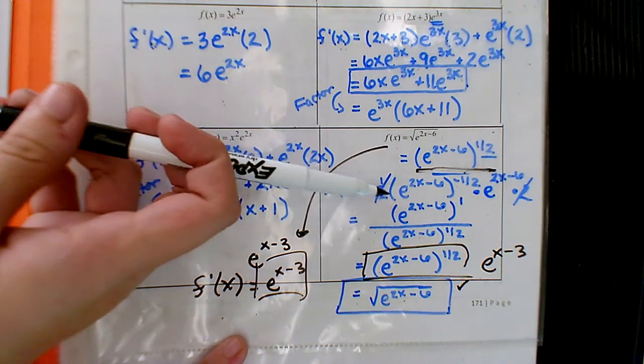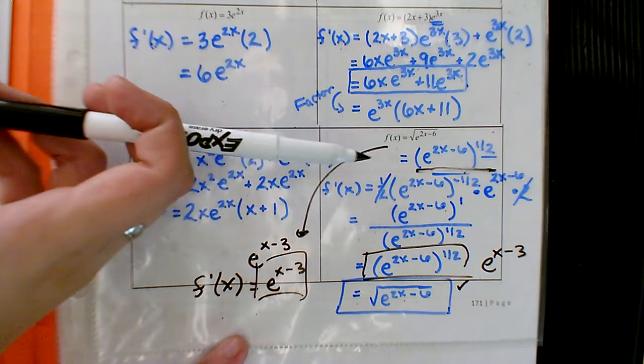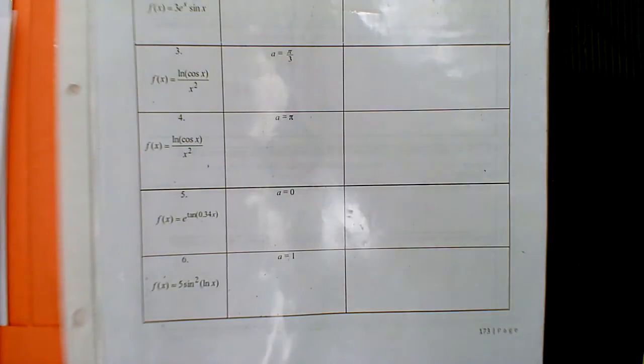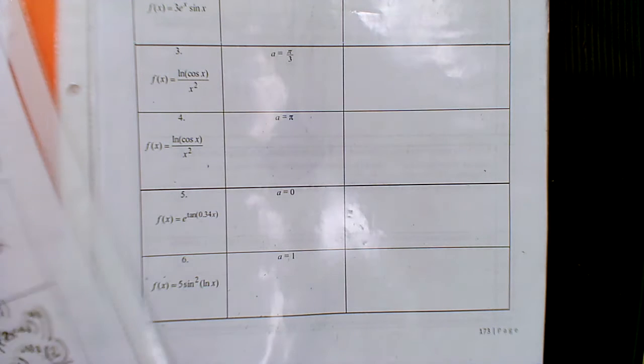I'm not necessarily saying this is difficult, because we're getting good at the chain rule. I'm just saying that it might be a little bit more work. All right, so if you can simplify, go for it before you take the derivative. All right, let's go ahead and check out the back.